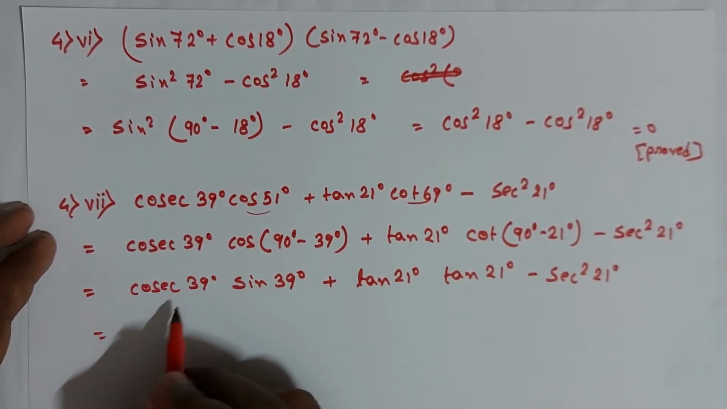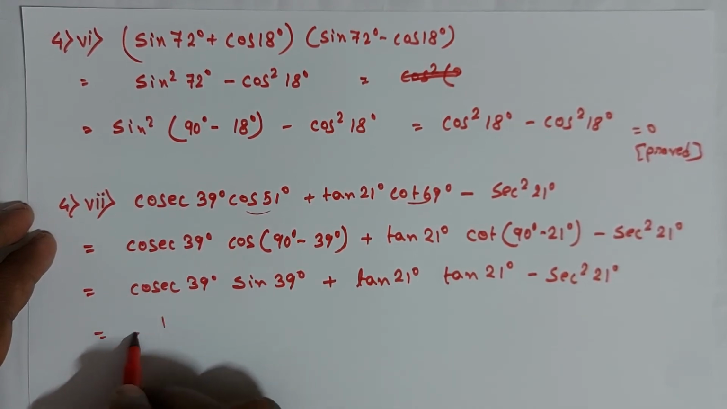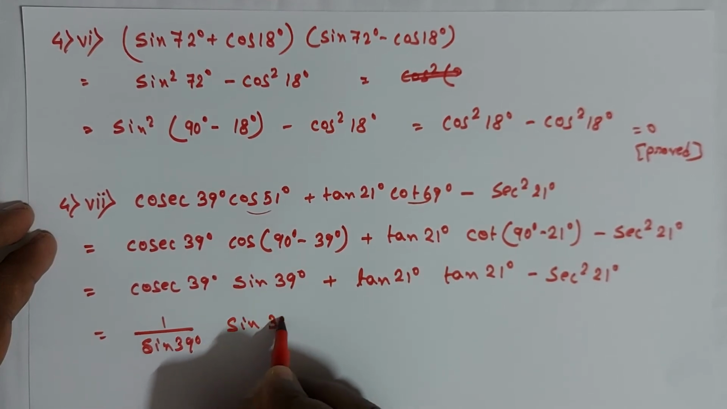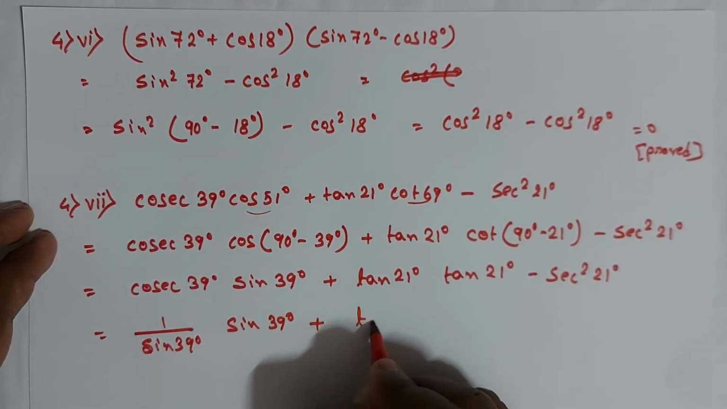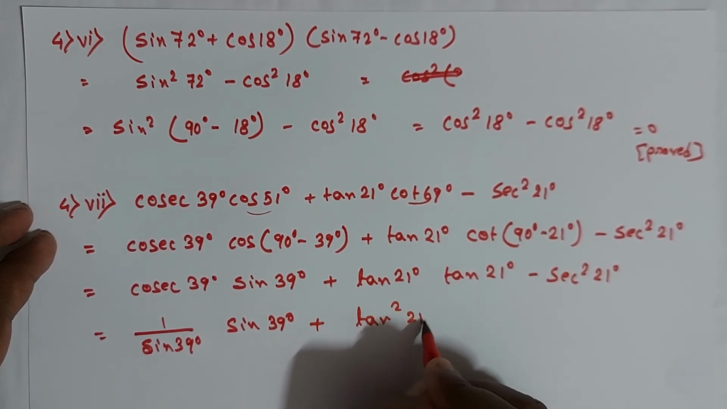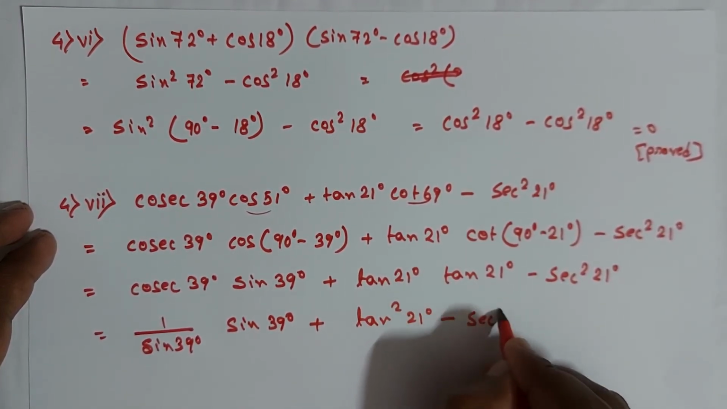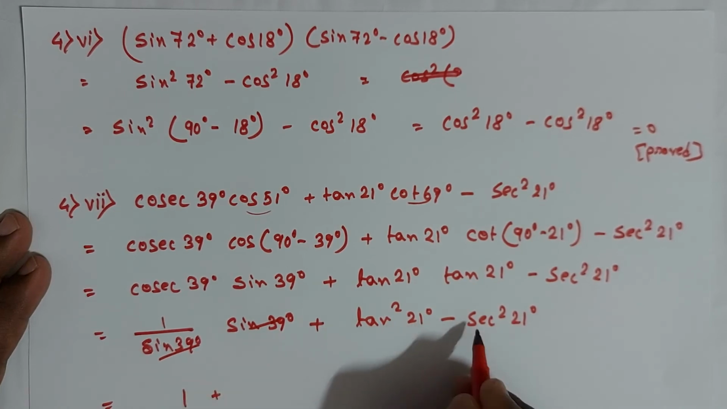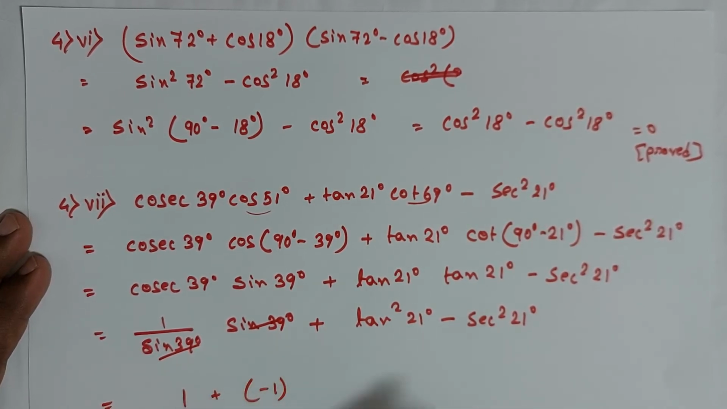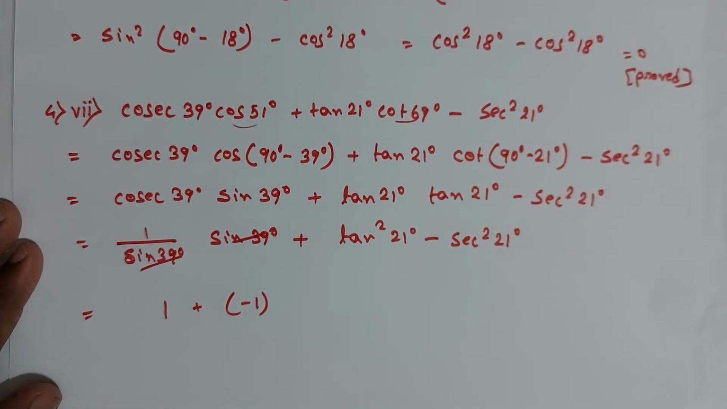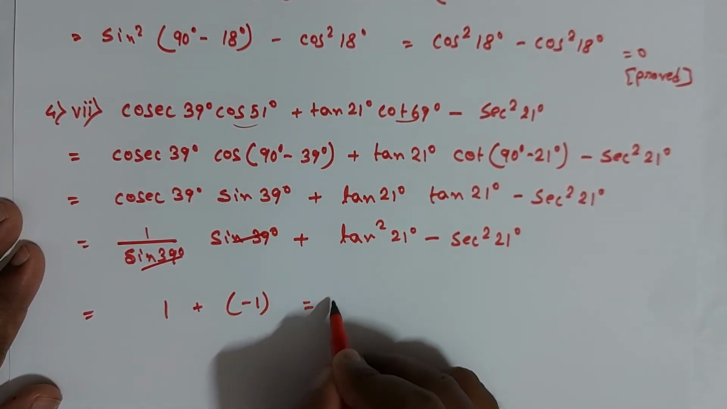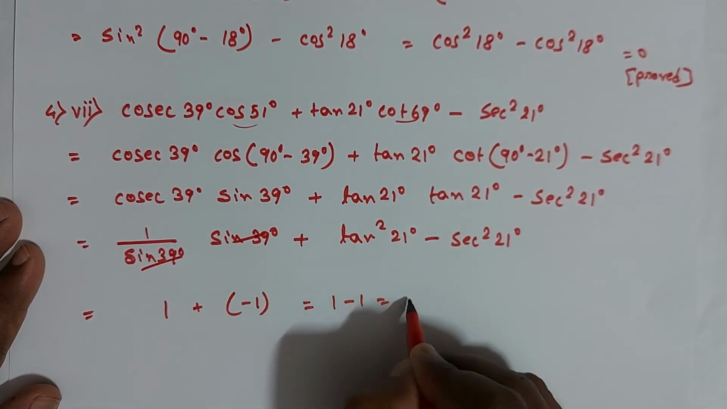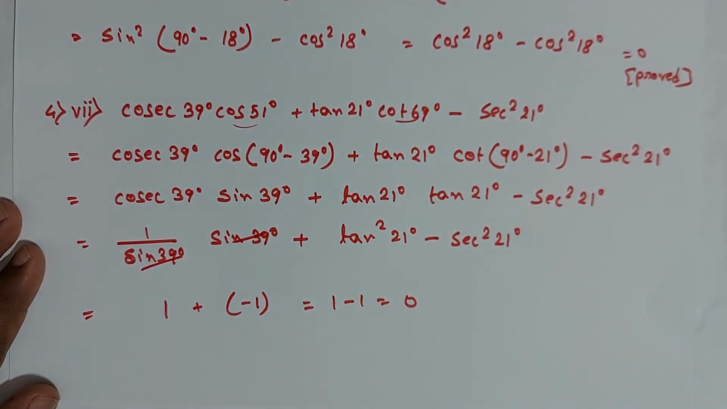We all know that cosec theta is the reciprocal of sine theta. So 1 by sine 39 degree into sine 39 degree plus tan 21 into tan 21, that is tan square 21 degree, minus sec square 21 degree. So this cancels each other. Then here tan square 21 minus sec square 21 value is minus 1. So 1 plus into minus, this is minus, so 0. Okay, so this is proved.